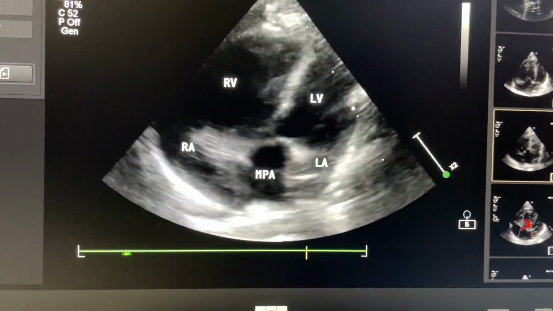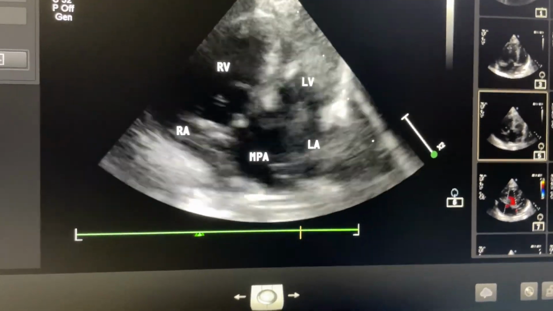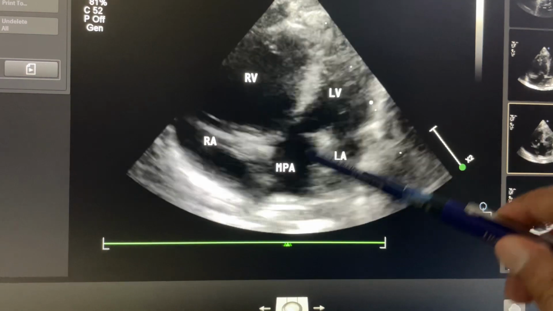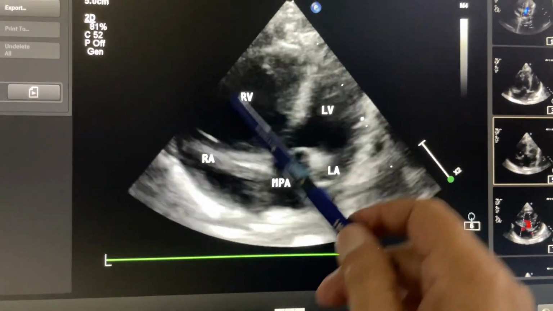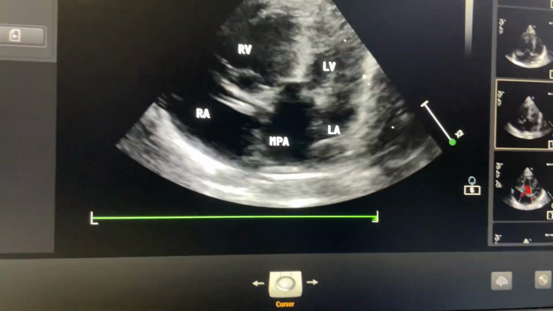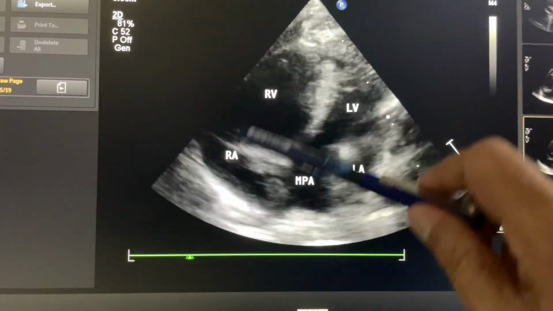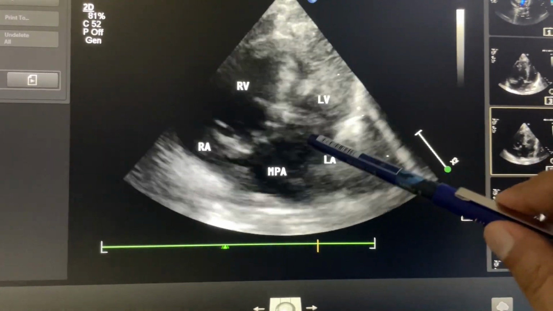This is the case of transposition of great arteries. In this image, you can see this is left atrium, left ventricle. From left ventricle, pulmonary artery arises. This is right atrium, this is right ventricle. What you note here is that the right atrium and right ventricle are severely dilated compared to the left atrium and left ventricle.